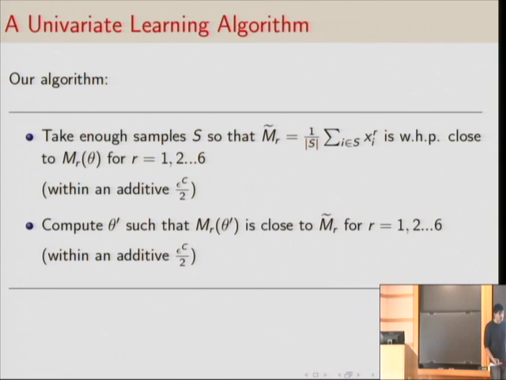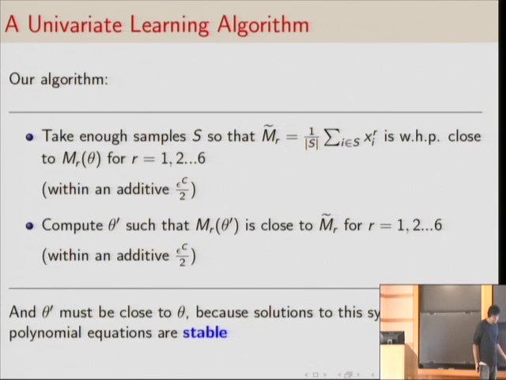But the point of the previous slide was that it guarantees that when we find such a theta prime, whose moments are close to the empirical moments, which in turn are close to the true moments, we're guaranteed that in fact theta prime is close to the true set of parameters. So theta prime must be close to theta precisely because solutions to this system of polynomial equations are relatively stable, in that they satisfy some notion of a condition number.